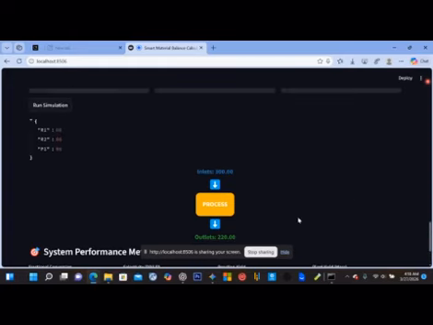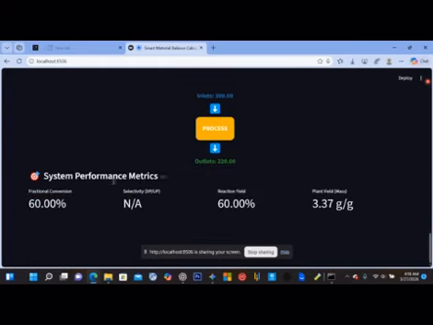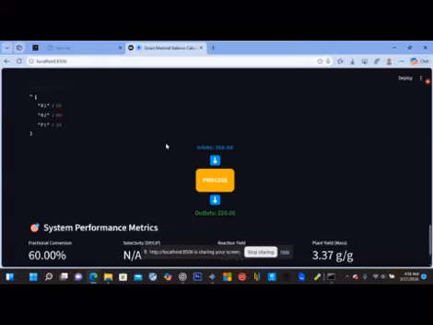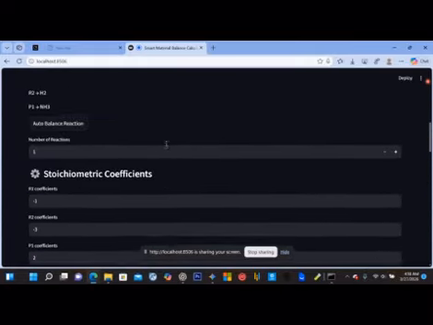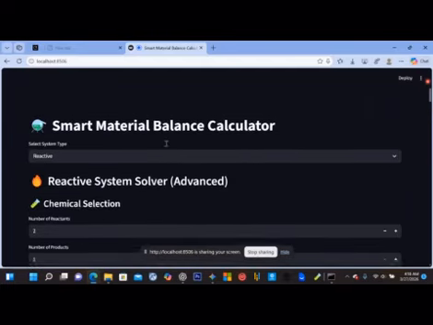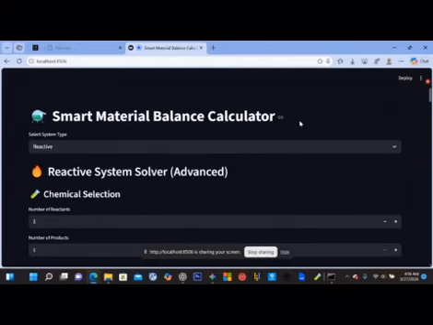We can also try computing these values manually, but that is going to be tiring and very stressful compared to using this smart material balance calculator. So basically, this is what I wanted to present, and I'd like to end here. Thank you all for your audience.